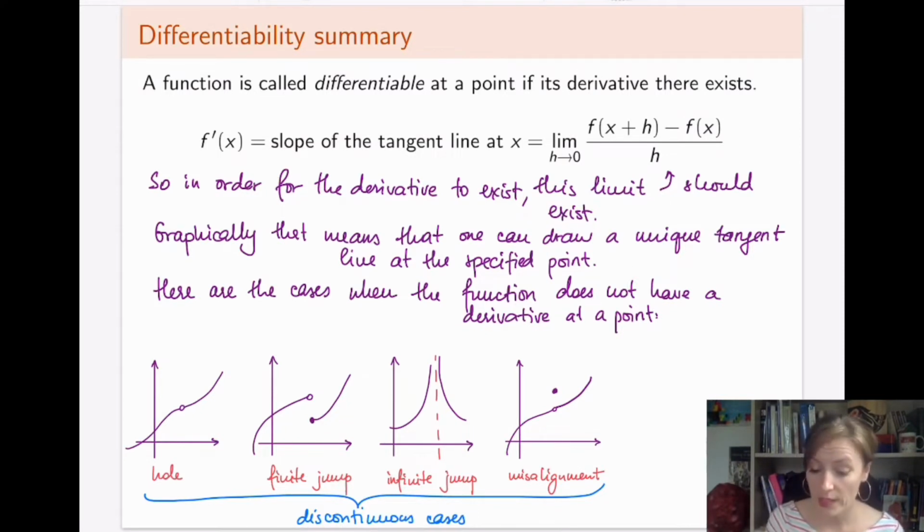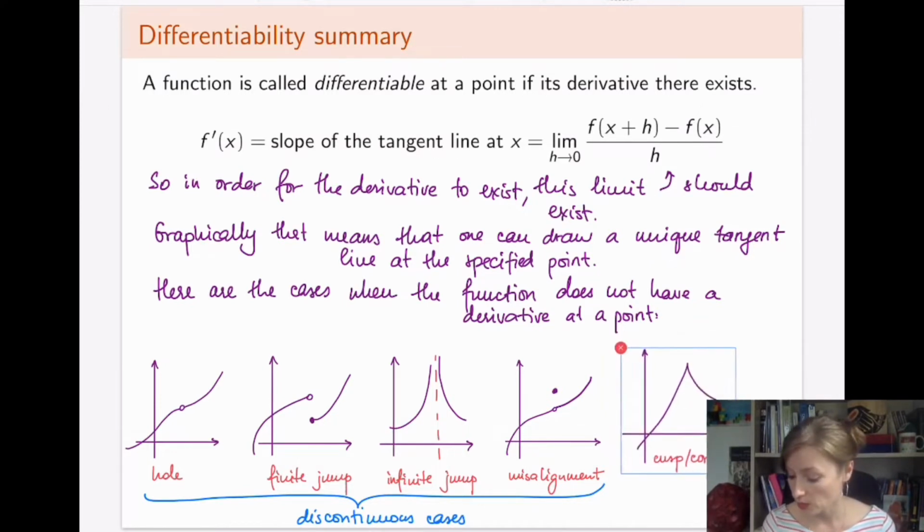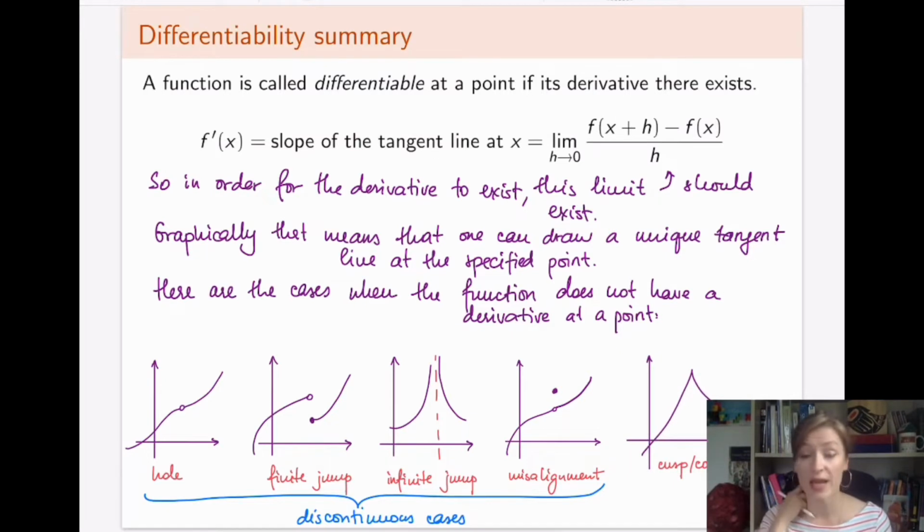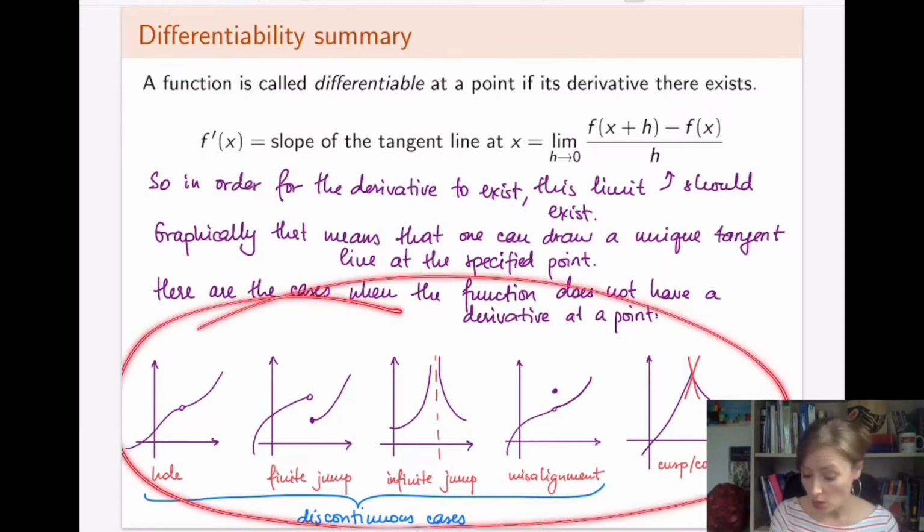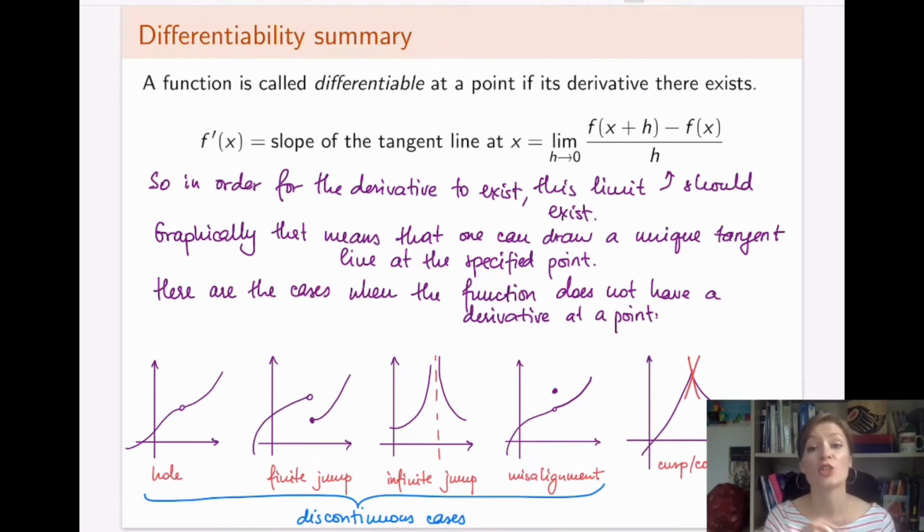But there's another case where the function is continuous, but you cannot draw a unique tangent line to it. And this is what we call a cusp or corner. So here, the issue, of course, is if I draw from the left side of it, my slopes have to be pointing in one direction. If I draw from the right side, the slopes will have to point in the opposite direction. If I cannot draw a unique one, I cannot actually compute one unique slope, which means the derivative does not exist. So these are all the cases when the function is not differentiable, described graphically.